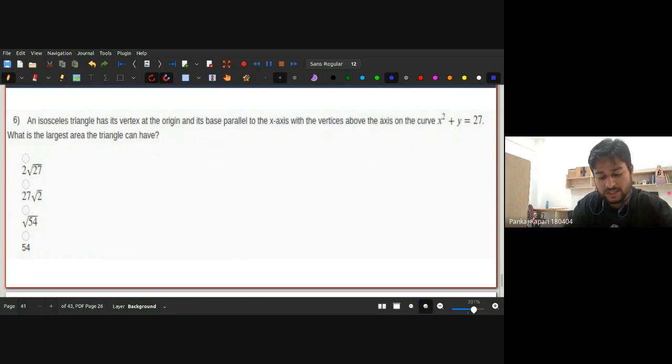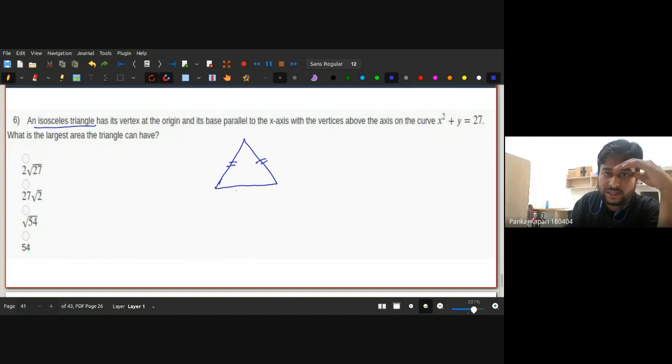The first thing is that it's an isosceles triangle, right? So what are isosceles triangles? These are triangles which have two sides equal. So these two sides, let's say they are equal, and then this is the base of the isosceles triangle, and this is the vertex of this isosceles triangle, with respect to those two sides which are equal.